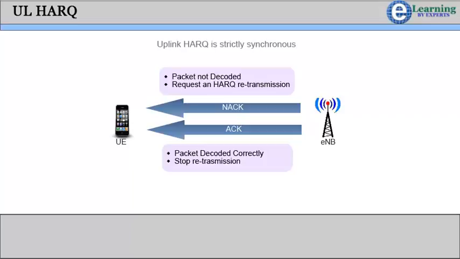Uplink HARQ is strictly synchronous. For a given packet, the timing between successive HARQ transmissions is fixed. HARQ transmission for a packet is terminated when an ACK is received from the eNode B, or when the configured number of HARQ transmissions for the packet is exhausted.